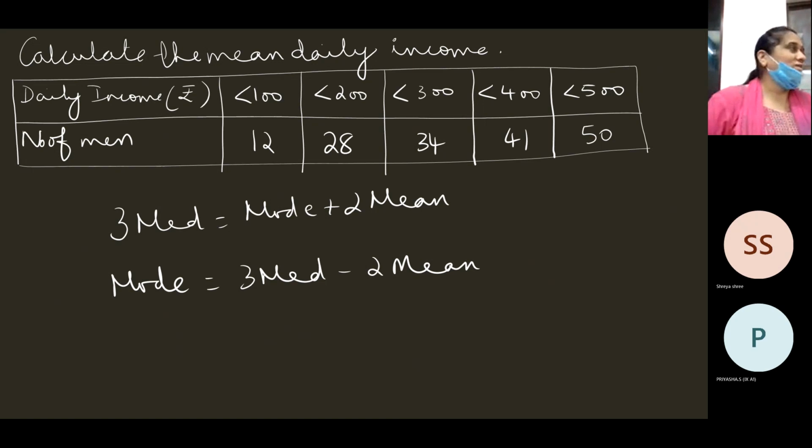So 3 median minus 2 mean, mode is equal to that. We normally say mean, median, mode, but this is the other way: mode, median, mean. So mode is equal to 3 median minus 2 mean.